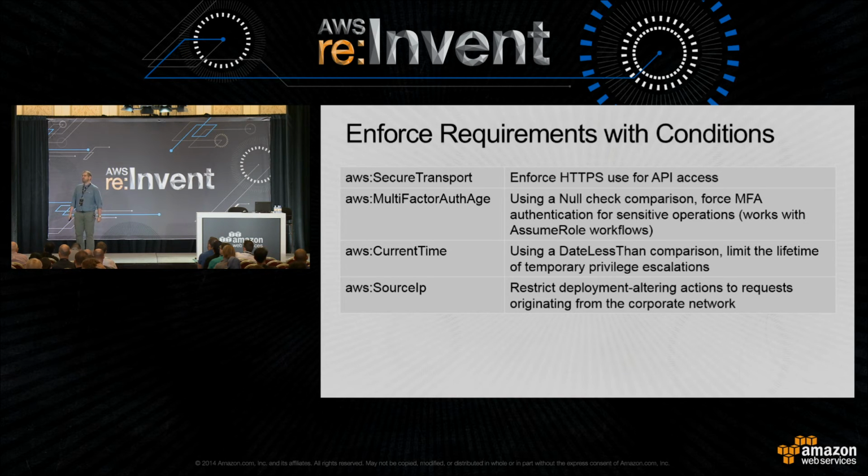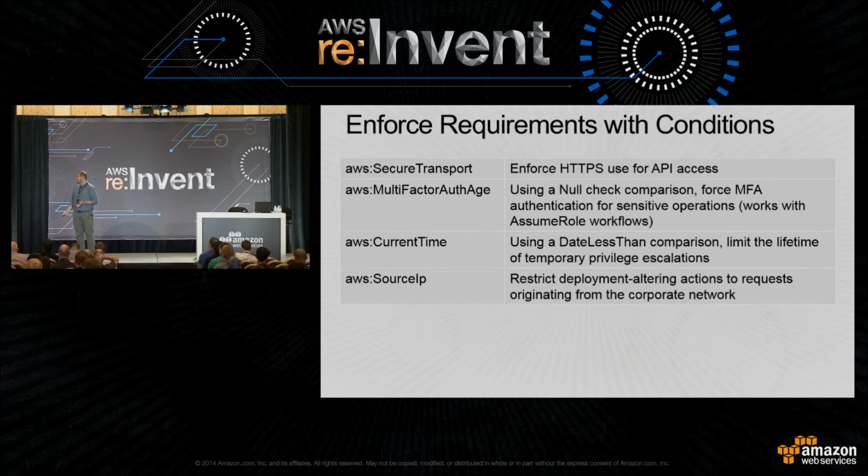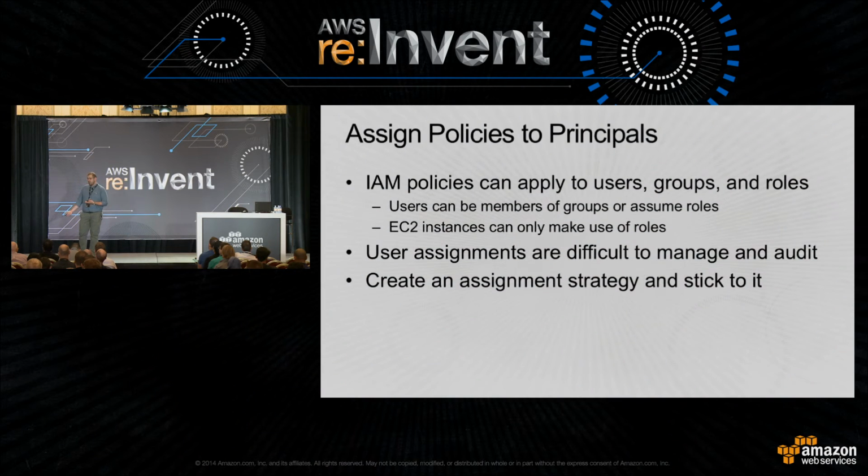Current time is interesting because it allows that temporary escalation of privilege. Maybe I need to give someone privilege to do something really powerful, but they only need it for a week. And maybe I'll forget about removing the policy, but if I set a current time that only gives them a week, then hey, it expired anyways. And also, source IP, you can use that to limit commands to come from your corporate network. So they can be pretty helpful in assigning least privilege.